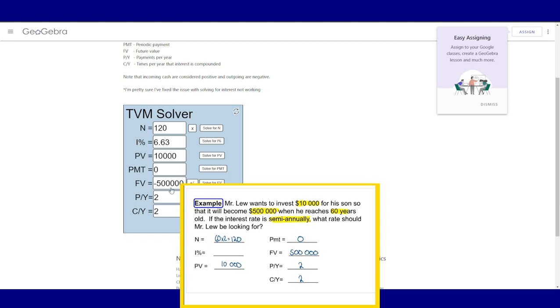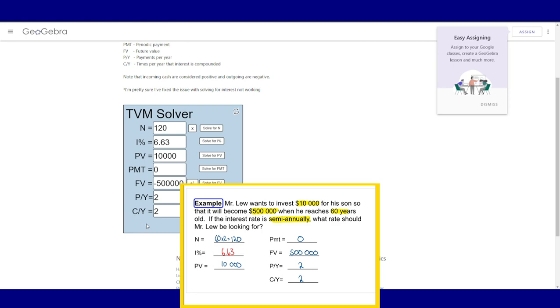So we should be looking for an interest rate of 6.63% in this account, or whatever the situation may be, where we can turn the $10,000 into $500,000 over the 60 years, compounded twice a year.